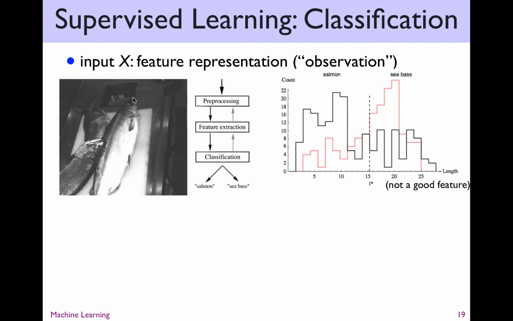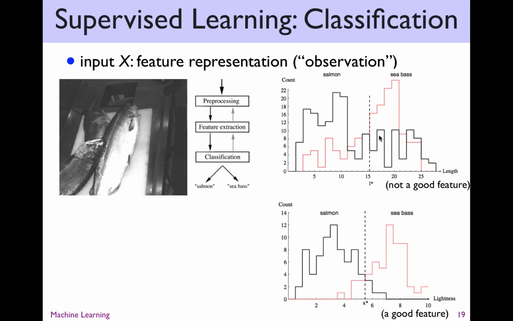Okay. Now, it's actually important to notice that before we do any machine learning, we need to pre-process the data and then to extract features from the data. The features are basically observations of the data. For example, in this case, we can use the length of the fish as a feature. And it turns out to be not a good feature because they overlap pretty much a lot. Lightness is probably a better feature because they overlap less. And sea bass is kind of known to be lighter than salmon.